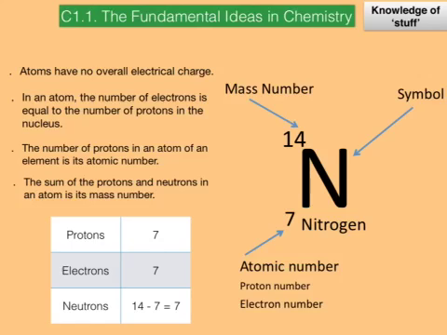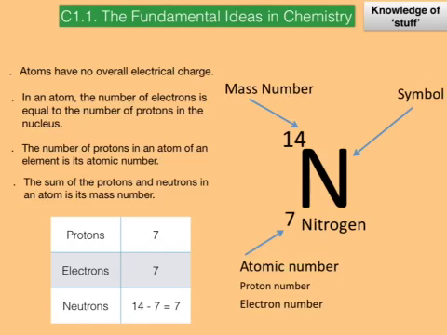The next thing that you need to be able to do is calculate the number of protons, neutrons and electrons in different types of atoms. So the example that I've got on the screen here is nitrogen. And you'll be given these symbols on the periodic table on your chemistry data sheet. You'll notice that there are two numbers. The biggest number is what we call the mass number. And the smallest number is what we call the atomic number.